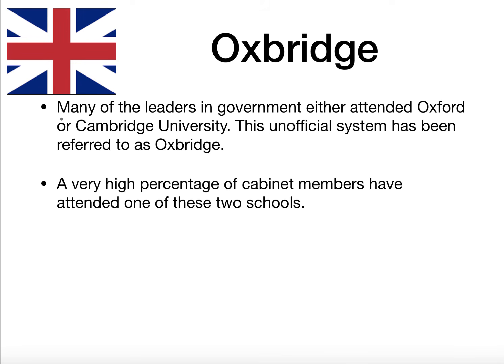Okay, the concept of Oxbridge. So many of these people are either from Oxford or Cambridge University, so it's an unofficial title that they use. It's probably 75% of the House of Commons and might even be higher for the cabinet members.